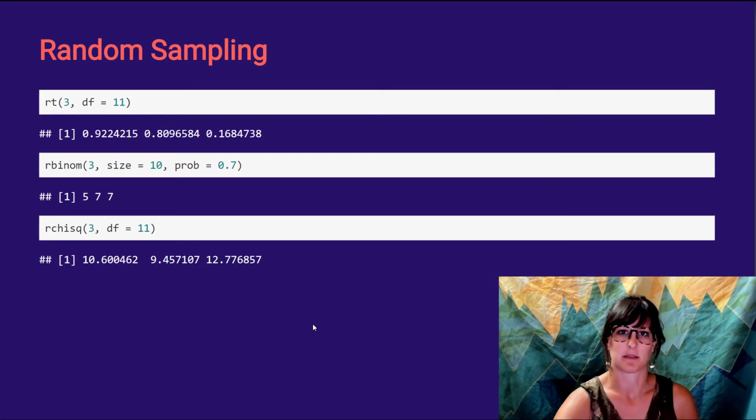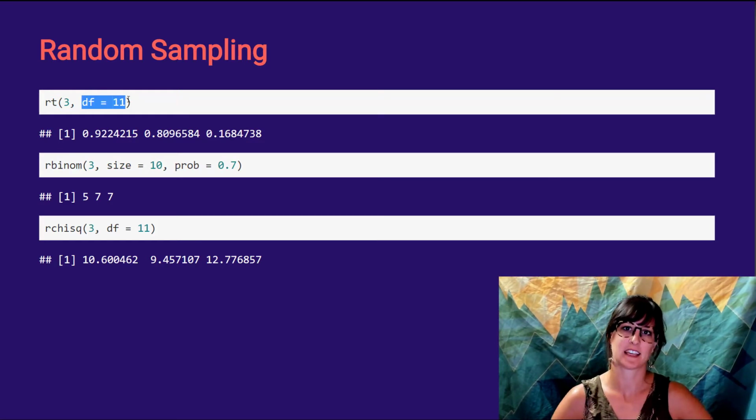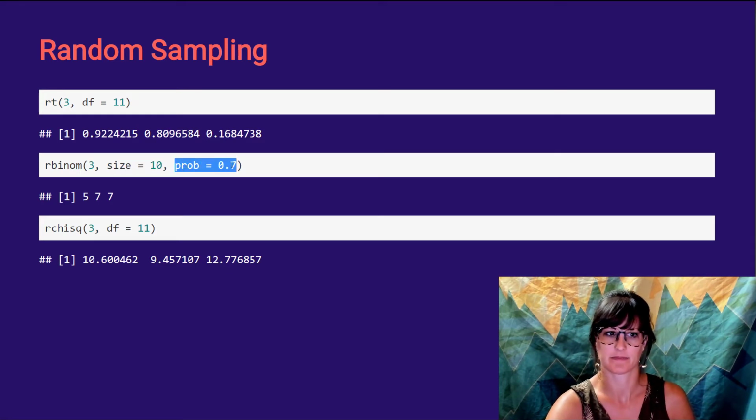And so hopefully you're getting the picture by now. For the t distribution, we have R and then t, random sample from the t distribution. You have to give the t distribution a degrees of freedom. If you don't know what that is, go take more statistics. It's not our concern in this class. And with the binomial distribution, we need to tell it how many tries we had and what the probability of success. So think of it as how many coins did we flip and what are the chances of getting heads. And so in our first trial, we got 5 heads out of 10, second trial 7, third trial also 7.